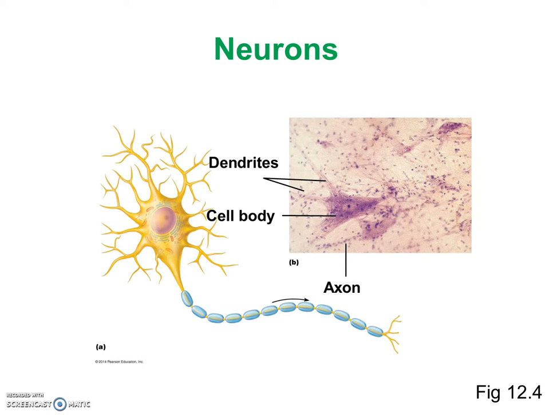So let's take a closer look at the neuron in a histological slide. Here we have a real neuron. This is the cell body right here. These are the dendrites coming in, and this would be the axon leading out of that neuron. Then here's another neuron cell body, and that's the axon leading out of that neuron.